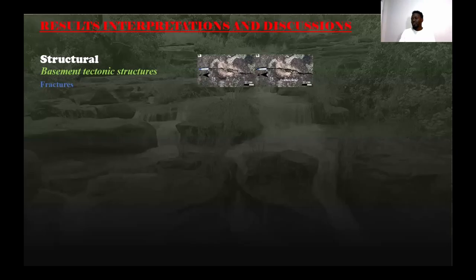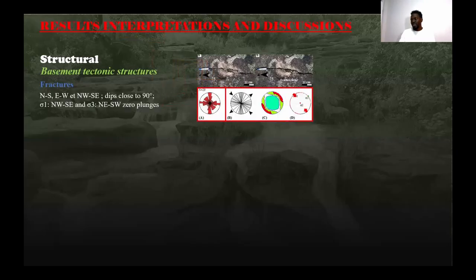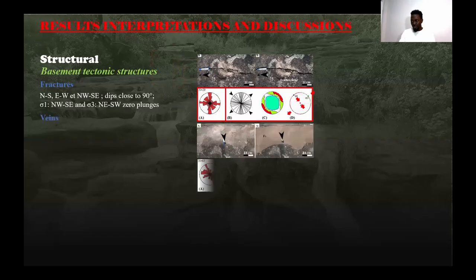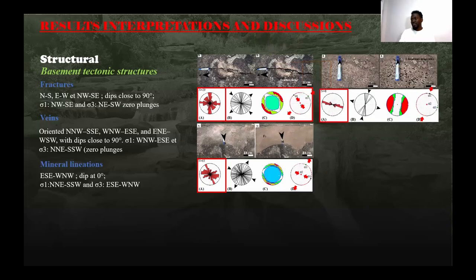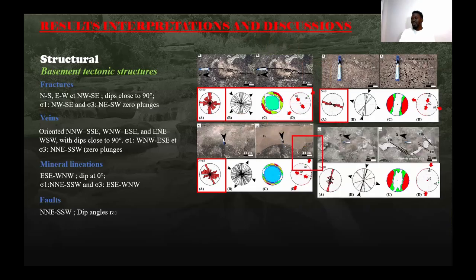The structural interpretation based on the fracture rose diagram and pole plot reveals the dominant tectonic trends north-south, east-west, and northwest-southeast, consistent with those reported by certain authors. The strain field analysis also indicates sigma 1 oriented northwest-southeast and sigma 3 oriented northeast-southwest, confirming that the basement structure in the study area shares the same tectonic framework as the Adamawa domain.